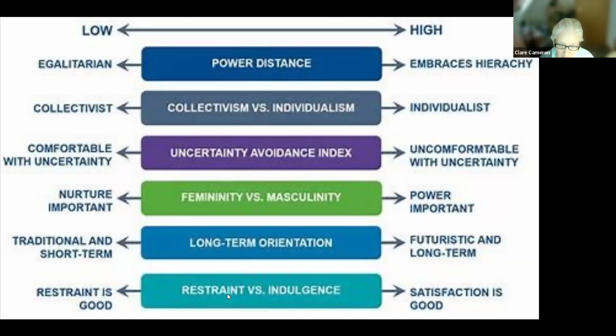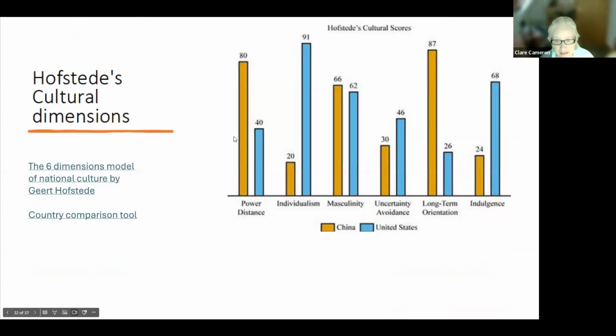And restraint versus indulgence. Restraint is good, duty. You don't just indulge all your desires and what you want to do. In the other, satisfaction is good. So that's the basic premise of it. And what you do is you might take two different countries, such as China and the United States, and look at how they compare on those different headings.